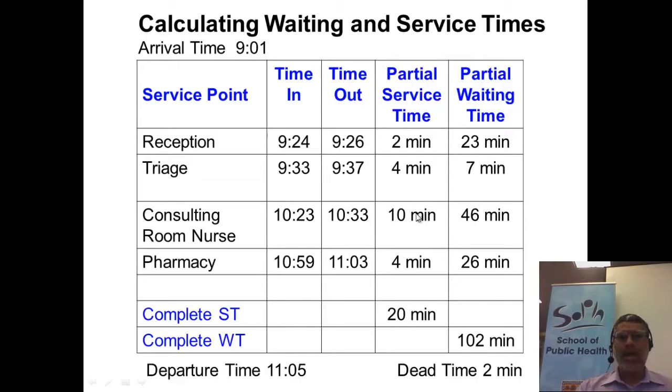We can then add up all the partial service time at the facility, i.e. the service time for each type of service that was rendered to the patient, to get the complete service time. In this case it is 20 minutes. Similarly, we can look at the partial waiting time, or the waiting time for each of the service points, and we can add it up to get the complete waiting time for a visit to the facility. In this case, 102 minutes.